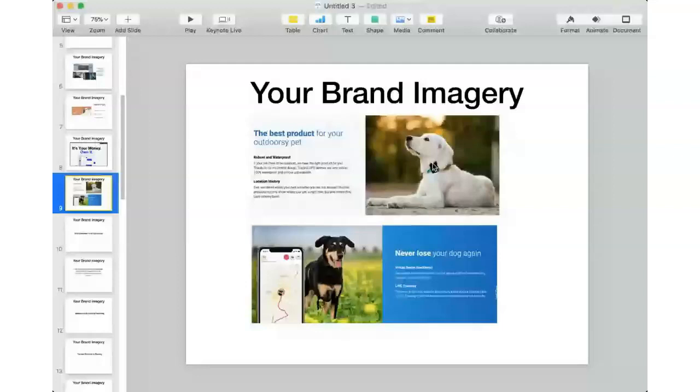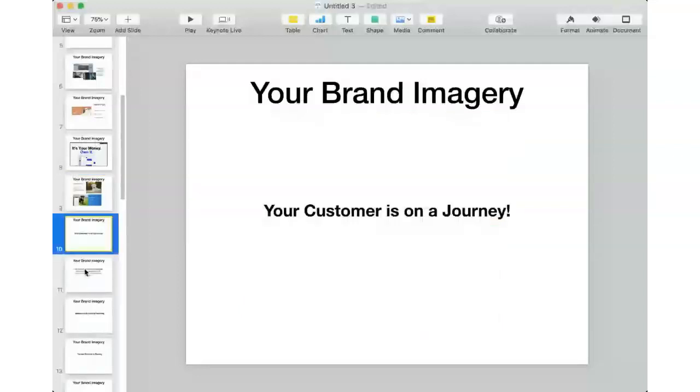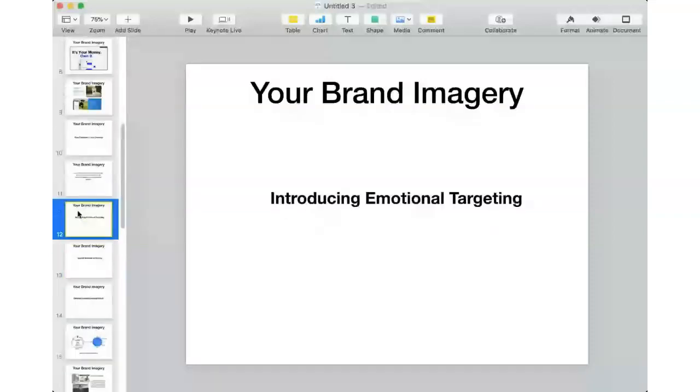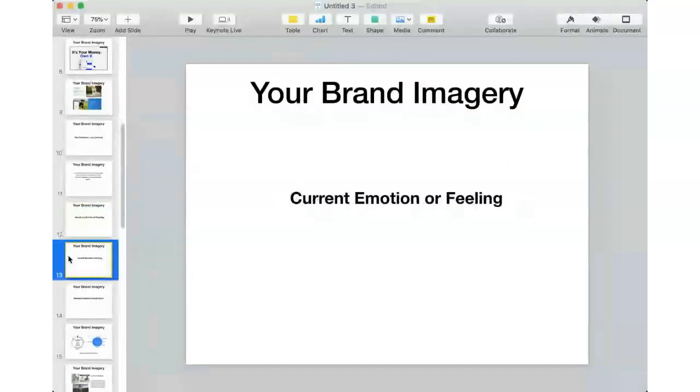It's the feeling. You want to elicit the feeling. You want to trigger that emotion of your customer being on a journey. The end result, the outcome is that they've never lost their dog. We're trying to trigger that emotional feeling. We want to take a look at either their current emotion or feeling. Make sense?